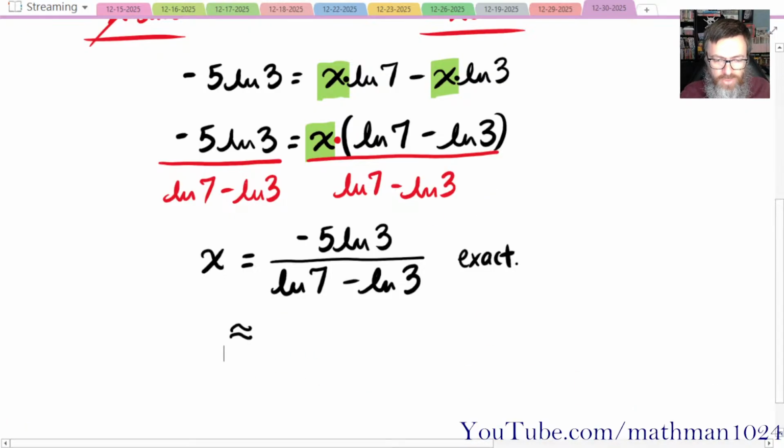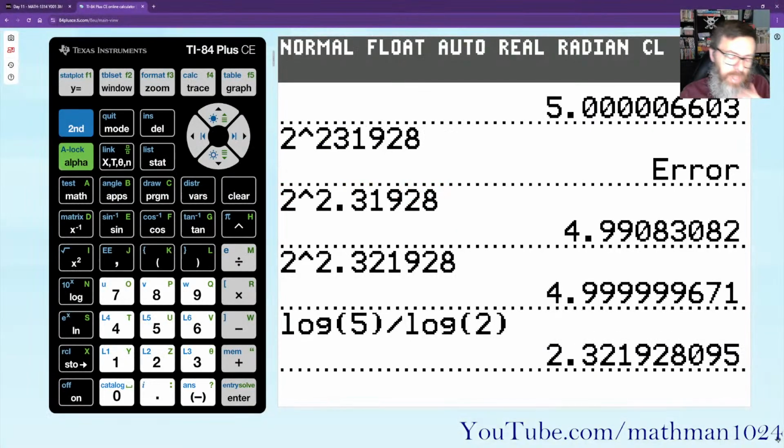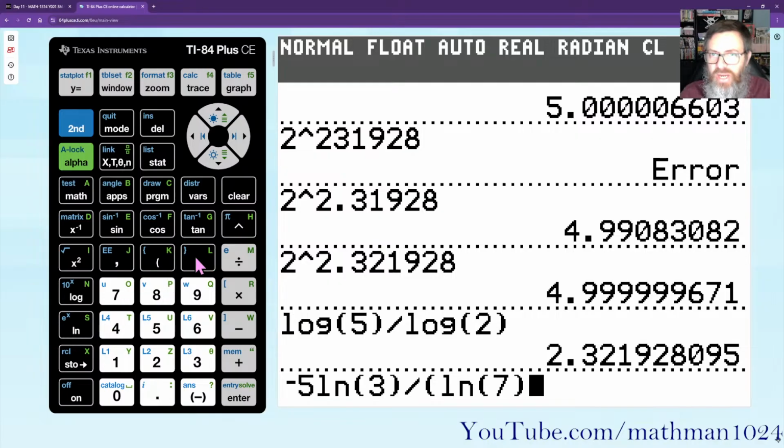All right, so let's do this. I have -5 times the natural log of 3. Close my parentheses, right? Divide by, be careful. You're dividing by not just a number, but multiple numbers. So you have to open up parentheses to encapsulate the entire denominator. So we do the natural log of 7, close that natural log off, minus the natural log of 3, close off that natural log, and then do another set of parentheses to close off your denominator.